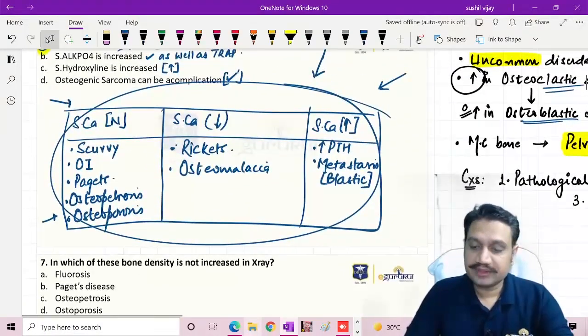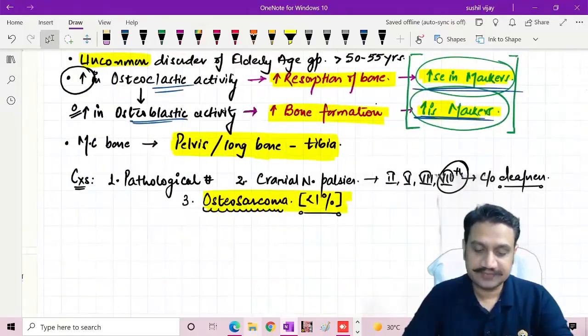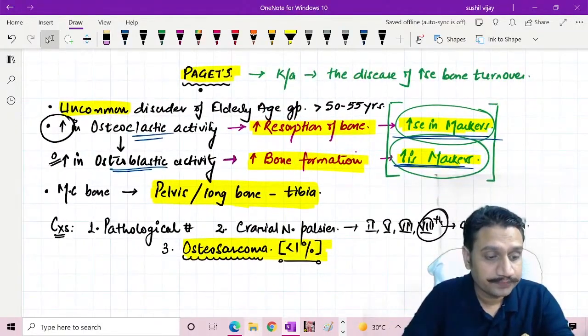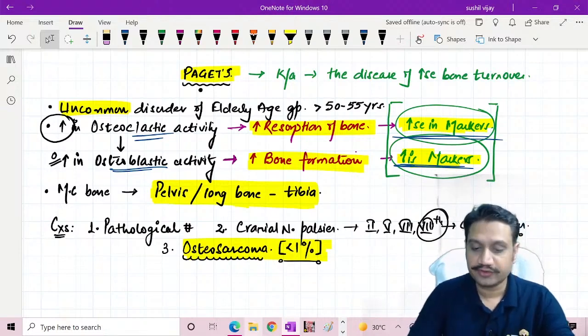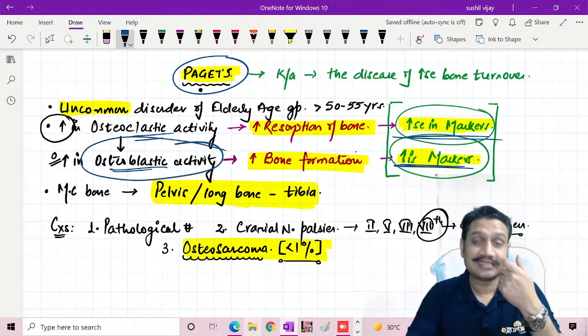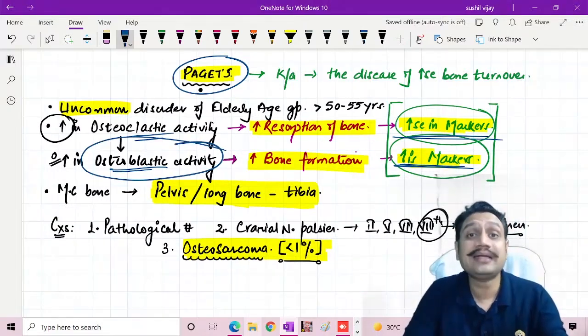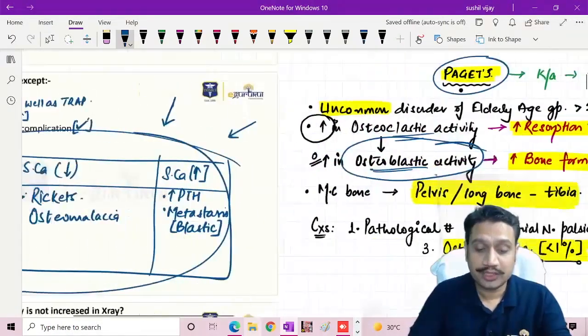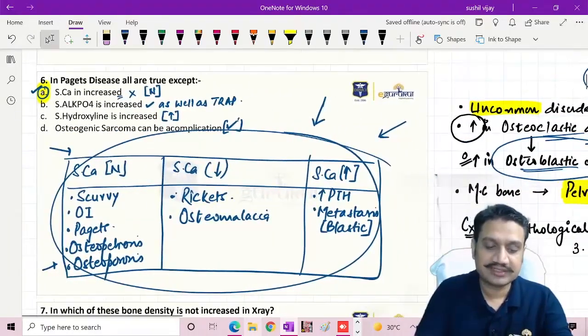So any of these conditions, is Paget's clear, Raghu, to you? Yes, you have already answered. Thank you for that. Now in Paget's, what did we learn? That whenever there is an increase in blastic activity, bone formation, the bone will be white. So now the next question is coming. So the answer for the 6th is A.